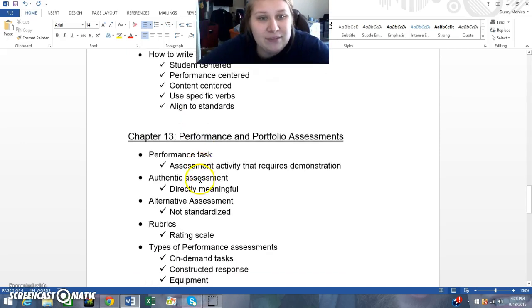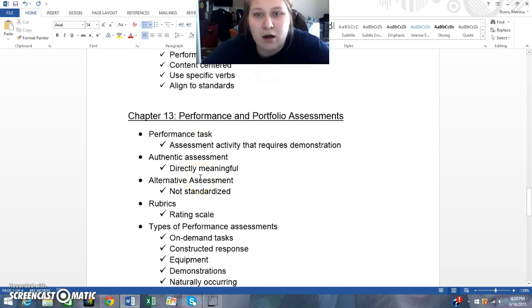Okay, chapter 13, and that's performance and portfolio assessments. A performance task is an assessment activity that requires demonstration. So some people use performance assessments and performance tasks interchangeably, like the vocabulary, but they're not. A performance assessment can be many things, whereas the performance task is what you actually assign the student to do.